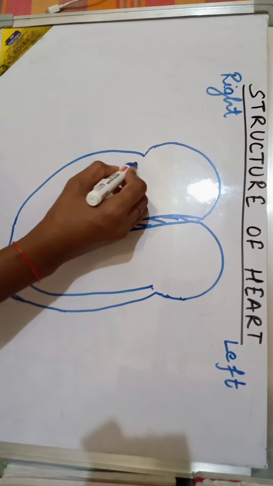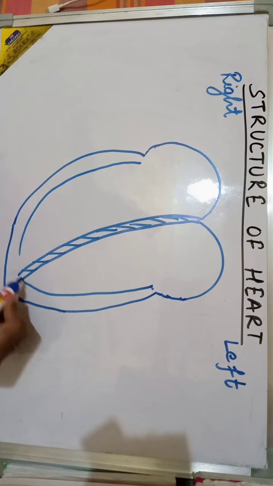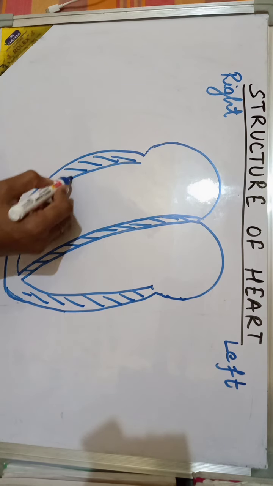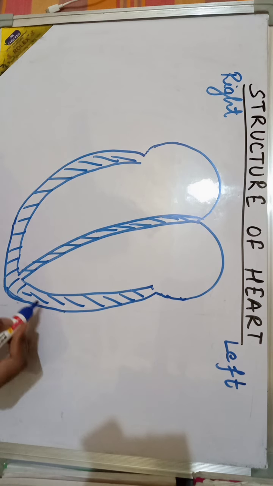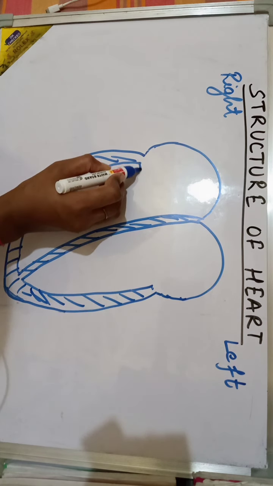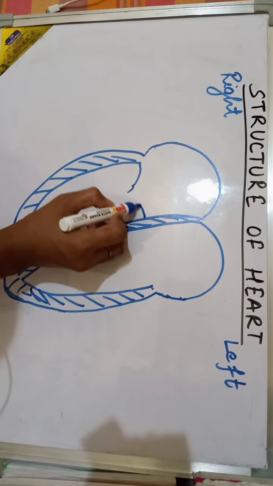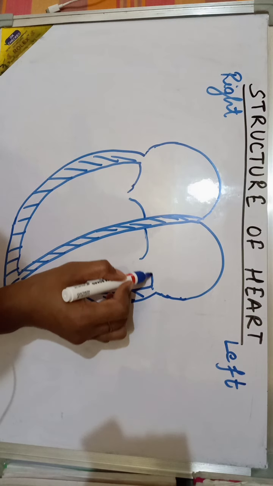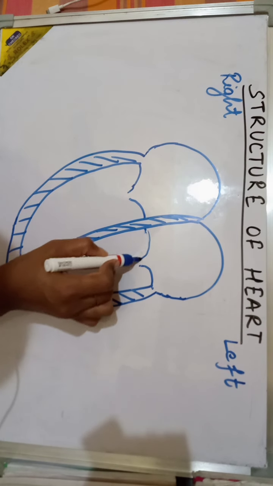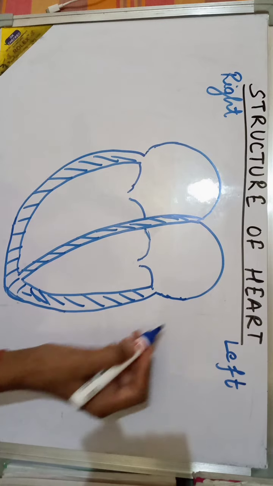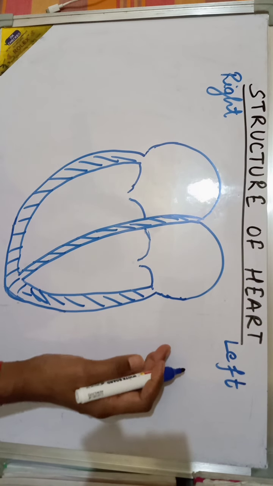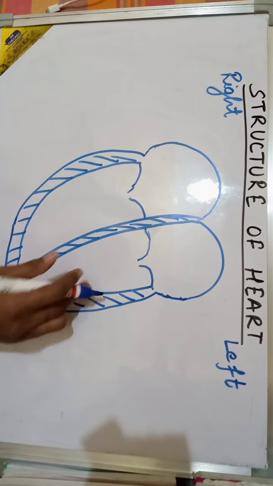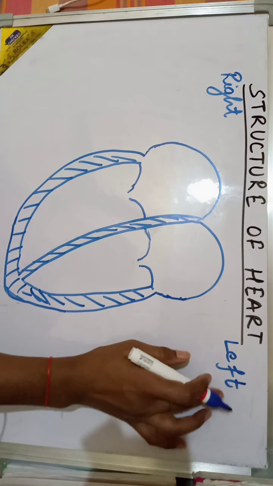Here we will draw the wall of the heart, and we will see the 4 chambers. So this is how it is divided into 4 chambers. After seeing the 4 chambers, you can easily mark the upper 2 chambers are the auricles, lower 2 chambers are the ventricles. So this is left side.